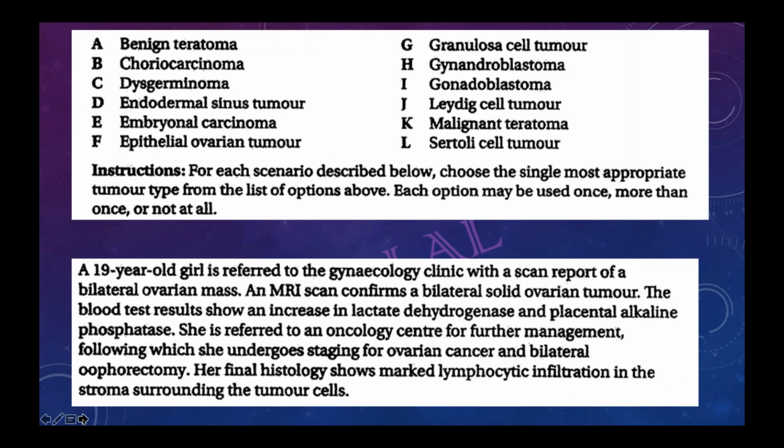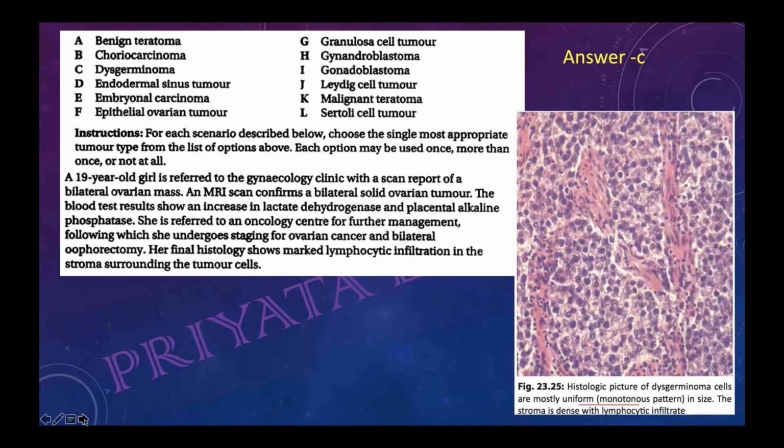A 19-year-old girl with a bilateral solid ovarian mass. There is an increase in LDH and placental alkaline phosphatase, and she is referred to the Onco Center for further management. On staging, bilateral oophorectomy has been done. It shows lymphocytic infiltration. What could be the tumor? C, dysgerminoma. Yes, and this is the lymphocytic infiltration.